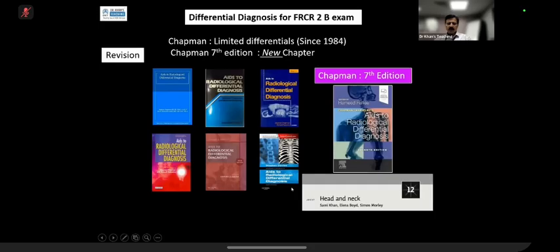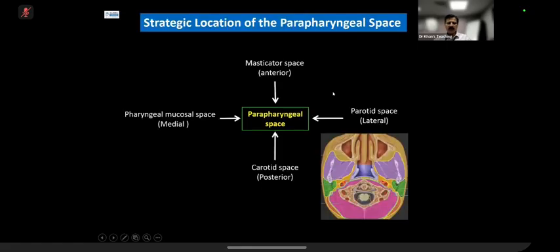I've already told you about Chapman and how to use it. The current chapter in Chapman's 7th edition is completely revamped, and we have used this concept of spaces. So it's a very good idea to go through that. As soon as you pick up any pathology, go through your Chapman and make your final diagnosis. So this is the concept.